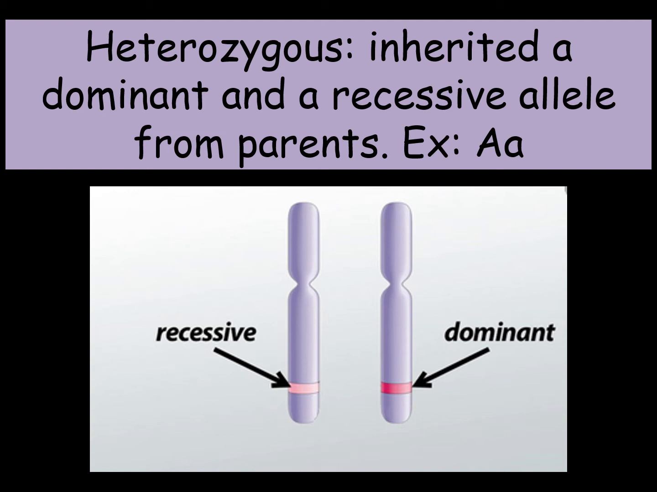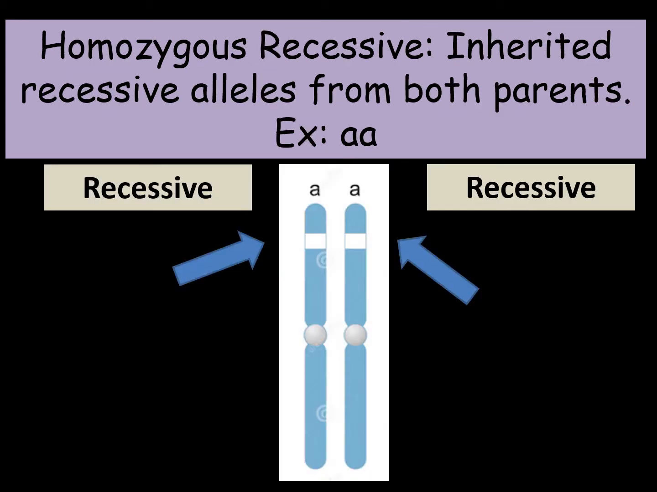If you inherit one dominant allele from one parent and a recessive allele from another parent, we call you heterozygous for that trait. And it really doesn't matter which parent gives you what, as long as you have one dominant allele and one recessive allele for that trait, you are termed heterozygous. Now, if you receive alleles from both parents that are recessive, then you are termed homozygous recessive. So if mom gives you a recessive allele and dad gives you the recessive allele, then we term you homozygous recessive.